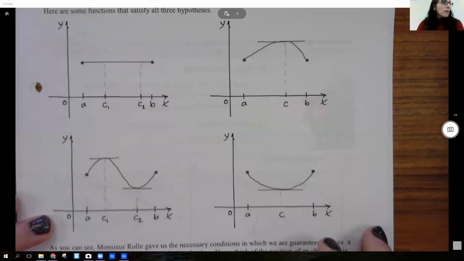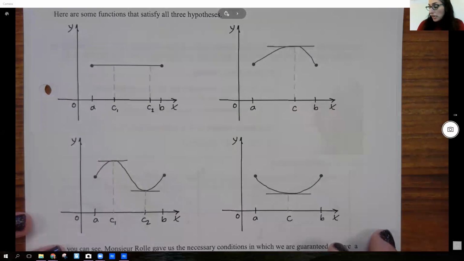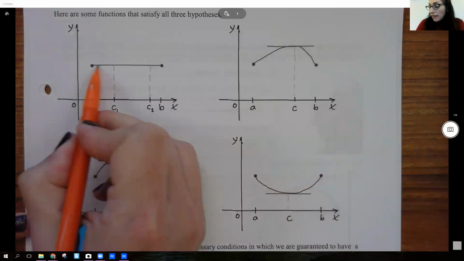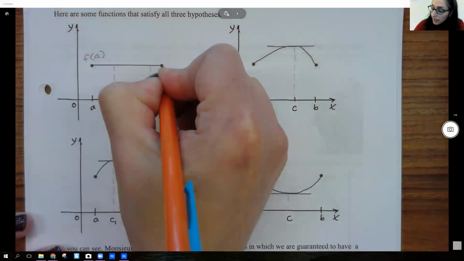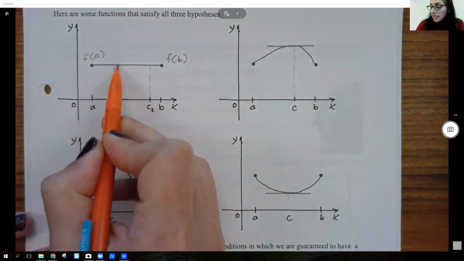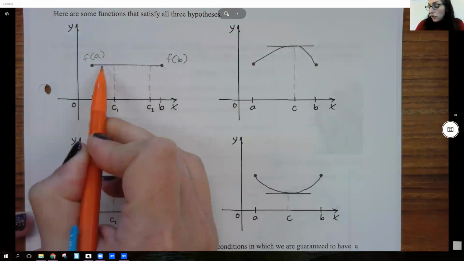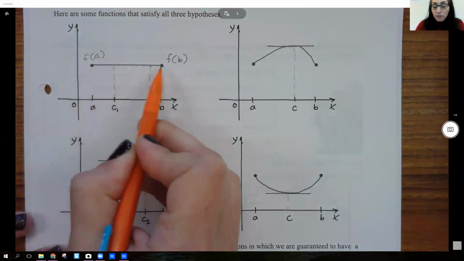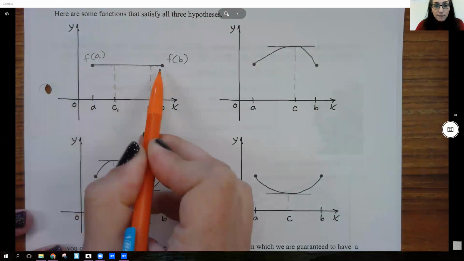Here are some examples that are much more basic than what I drew, but also demonstrate Rolle's theorem. So you could have a flat line. Here's f of a, here is f of b, and then there are lots of c's. There's actually an infinite number of c values where the derivative is going to be 0. He listed a couple of them right here, but you've got a lot of them.